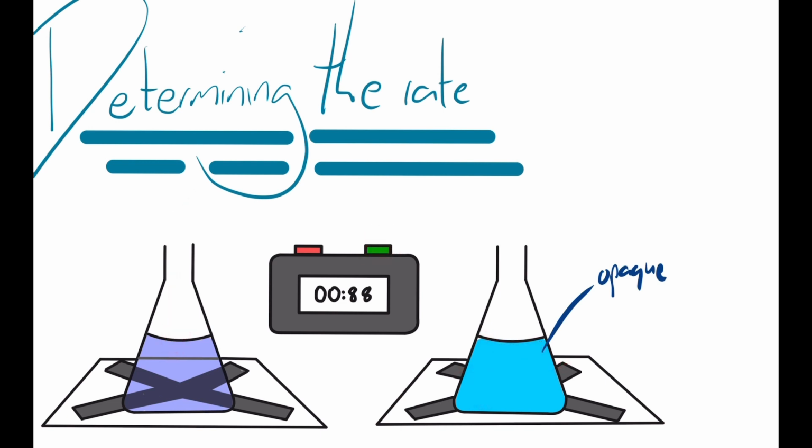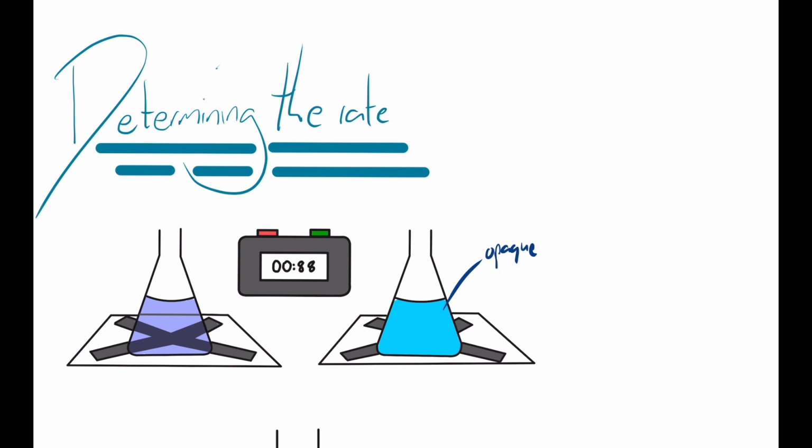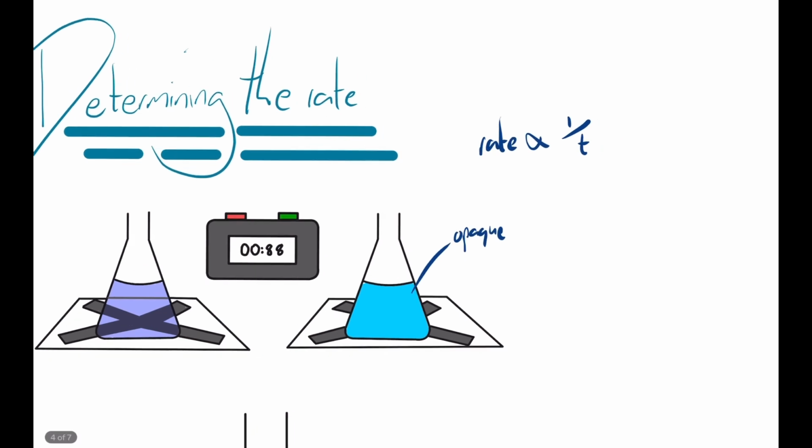cross has disappeared. What we can then do is repeat this. So here we're going to repeat this method for various things to work out what's going on. Now, often here, rate is directly proportional to 1 over time. So here, we're going to record the time it takes for this to disappear.